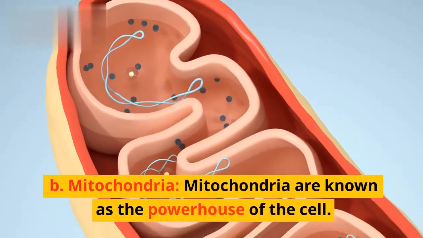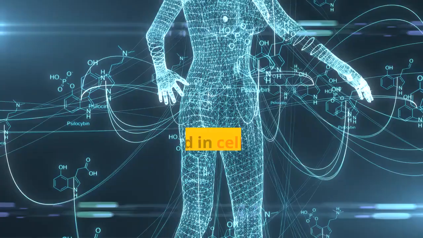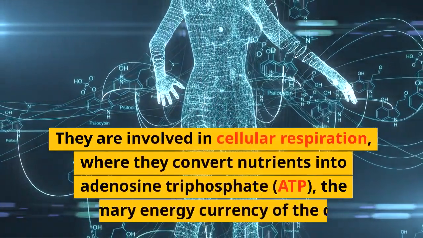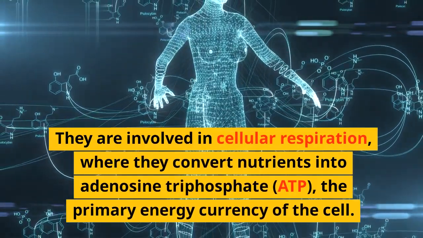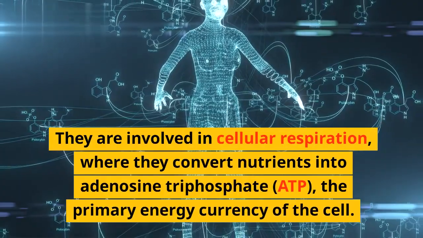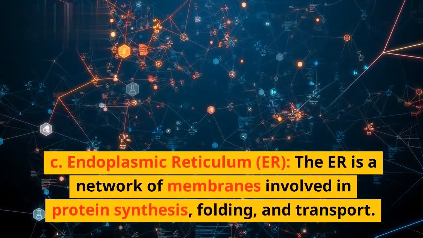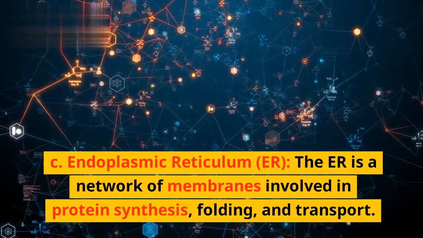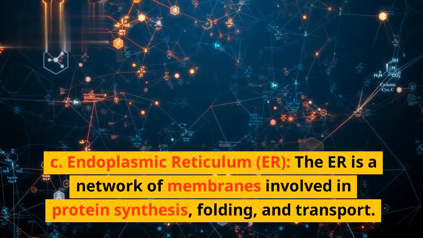B. Mitochondria. Mitochondria are known as the powerhouse of the cell. They are involved in cellular respiration, where they convert nutrients into adenosine triphosphate, ATP, the primary energy currency of the cell. C. Endoplasmic reticulum. The endoplasmic reticulum is a network of membranes involved in protein synthesis, folding, and transport.